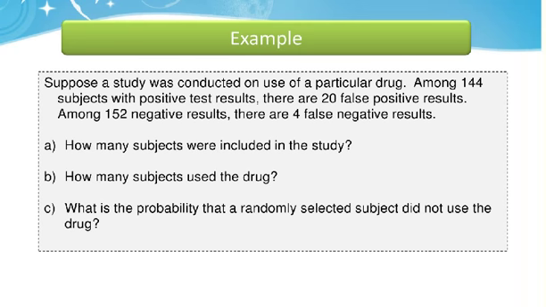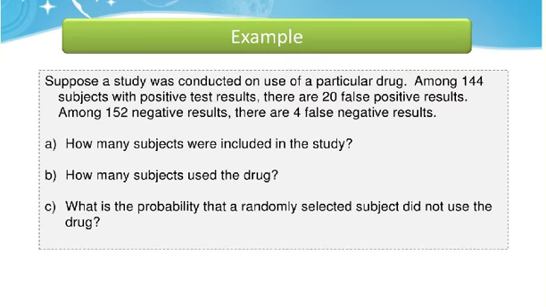Well, to answer this, we simply have to add up the number of subjects with a positive test result, that is 144, plus the number of subjects with a negative test result, that is 152. So adding these together, 144 plus 152, you get 296 people were included in this study.